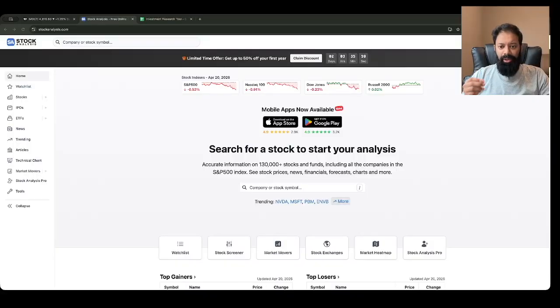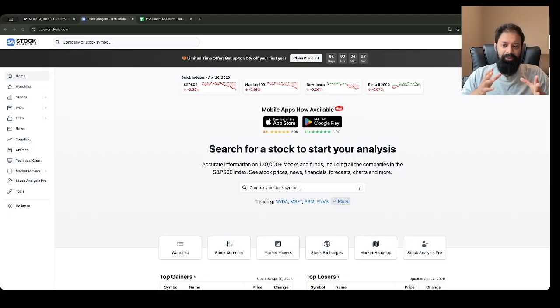Now here I've pulled up stockanalysis.com, and just by looking at the dashboard, you can see that they offer all the things that you would expect in a financial platform. You can have watch lists, you have stocks, IPOs, ETFs, news, trending news, articles, technical chart, and a whole lot of other features and functions. I don't use all of the functions. I use several of the functions, such as the income report, the cash flow statement, the balance sheet, things that I need to get the information for a stock to do my analysis for.